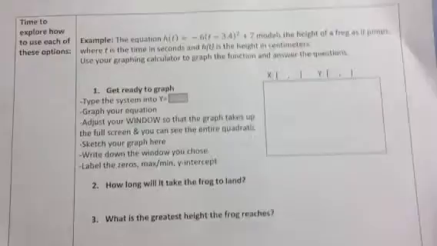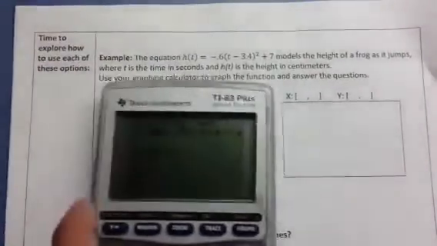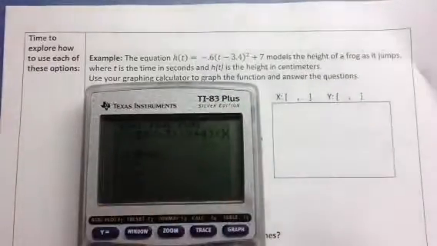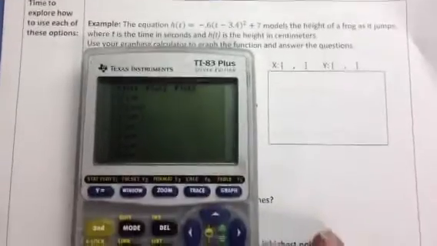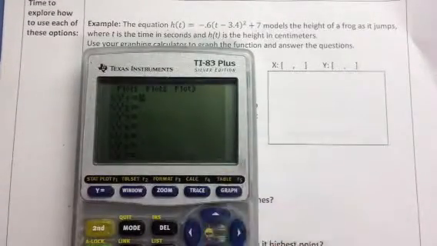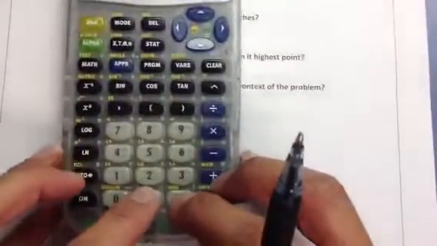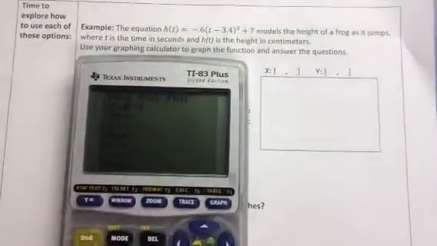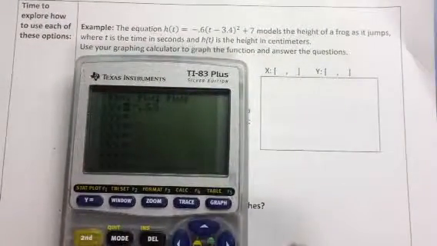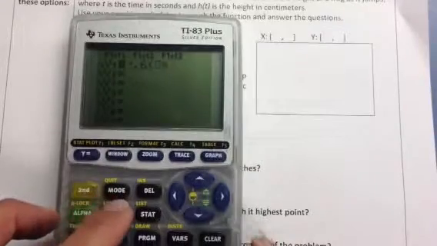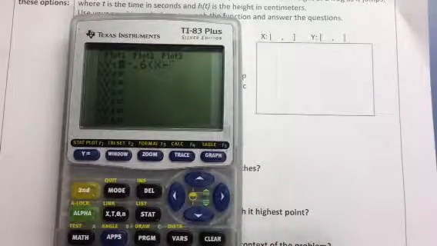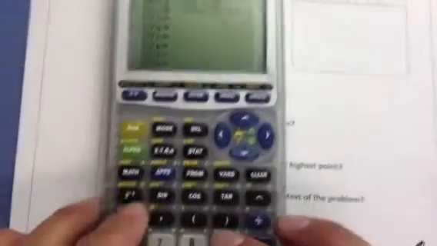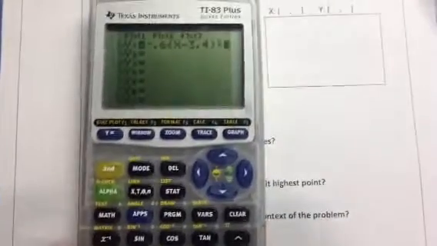All right, let's go to the next one. You're going to have something like this on the test. So go to your y equals button. I want you to type this equation in. I'm going to clear all of these out just by hitting clear. And make sure you use the negative button. Again, negative button. And I don't have t, I have to use x. I'm going to use this for the squared.